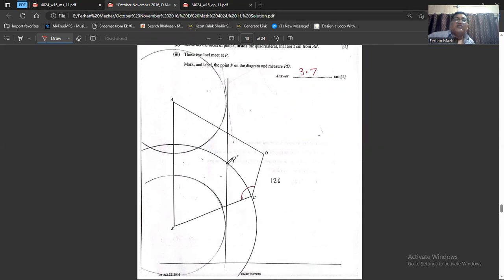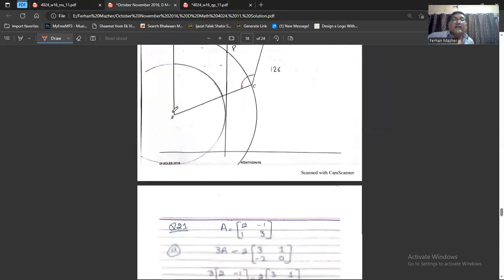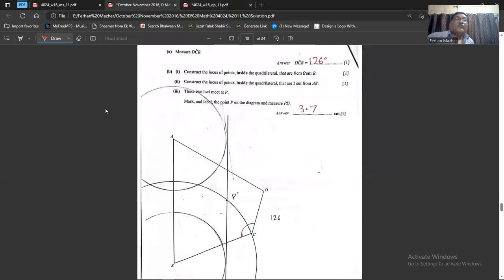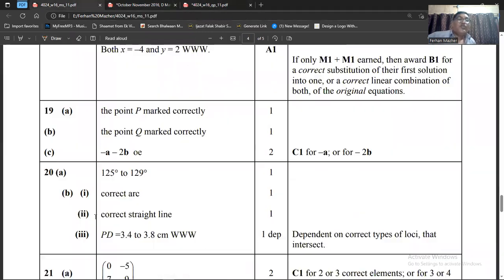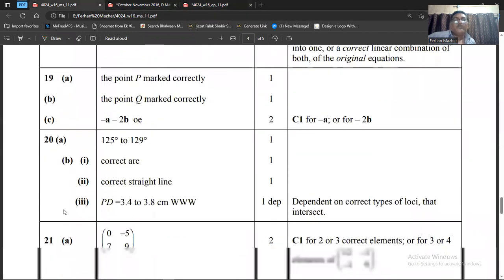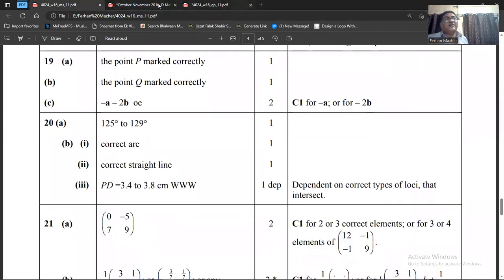So very easy, you can just measure it with the help of the scale. And we have measured it. And how much is that? That is 3.7 centimeters, approximately. He said 3.4 to 3.8.